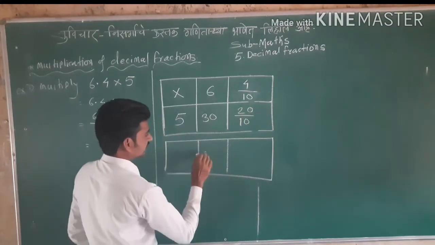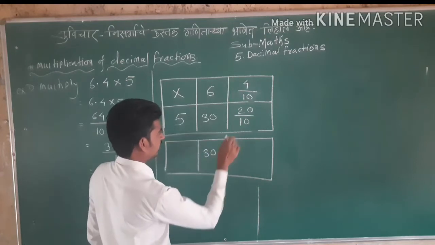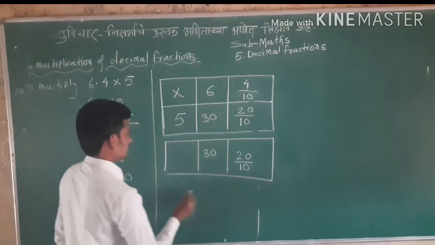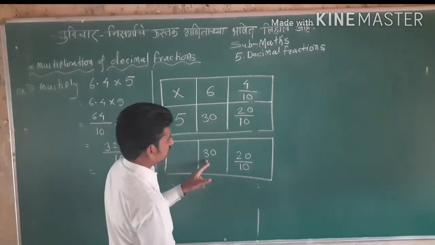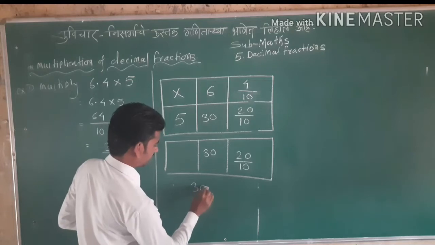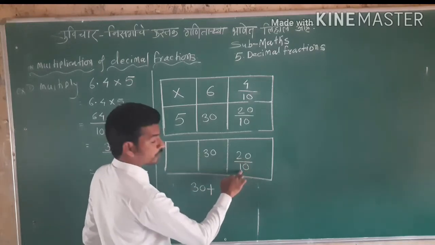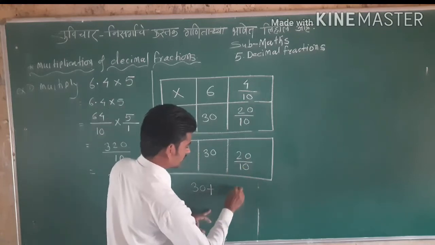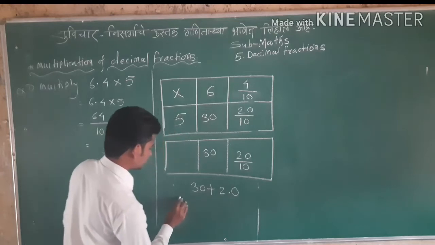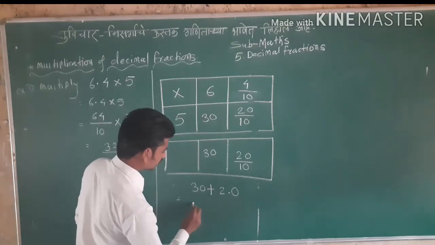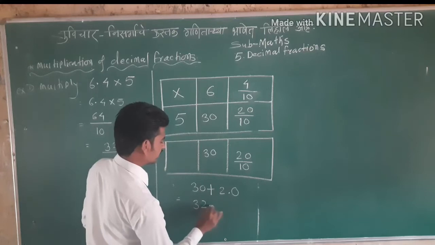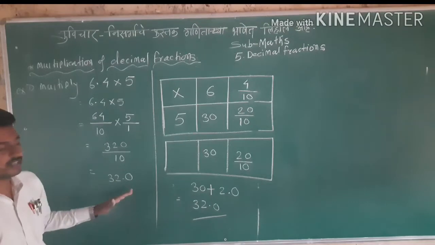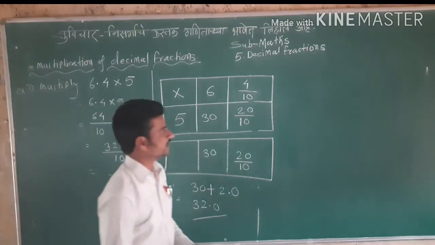So we write 30 and 20 upon 10. Here 30 plus 20 upon 10, written in decimal form, is 2.0, which equals 30 plus 2, 32.0. Here we get the answer 32.0. This is the second method.